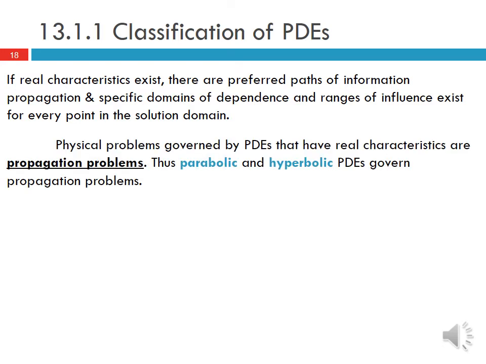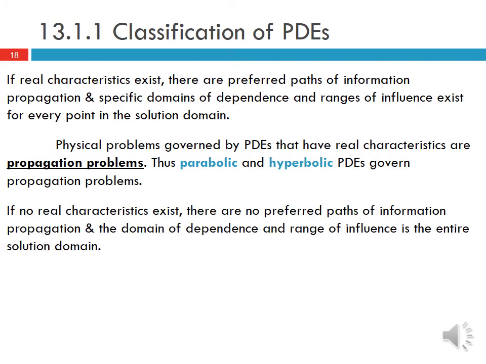So physical problems governed by PDEs that have real characteristics are propagation problems. So parabolic and hyperbolic PDEs govern these propagation problems, where the information propagates along these characteristic paths. If no real characteristics exist, then there are no preferred paths of information propagation, and the domain of dependence and range of influence is actually the entire solution domain.